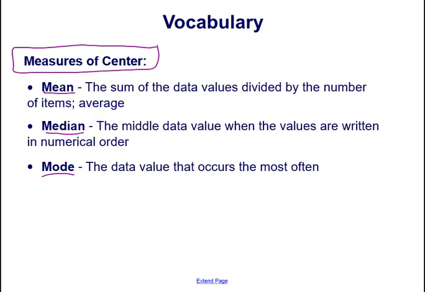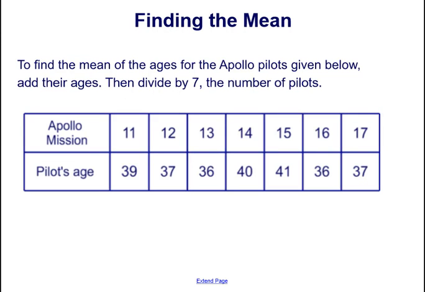So let's take a look at these 3 measures of center individually, starting with the mean. Here we have an example of the ages for the Apollo pilots given in a table. To find the mean of their ages, we want to add their ages all together and then divide by 7, the number of pilots. For Apollo Mission 11, the pilot's age was 39, for 12 it was 37, 13 was 36, 14 was 40, 15 was 41, 16 was 36, and 17 was 37.